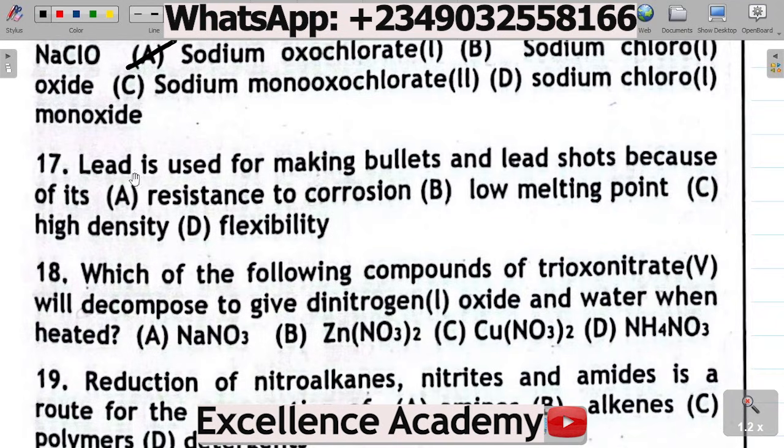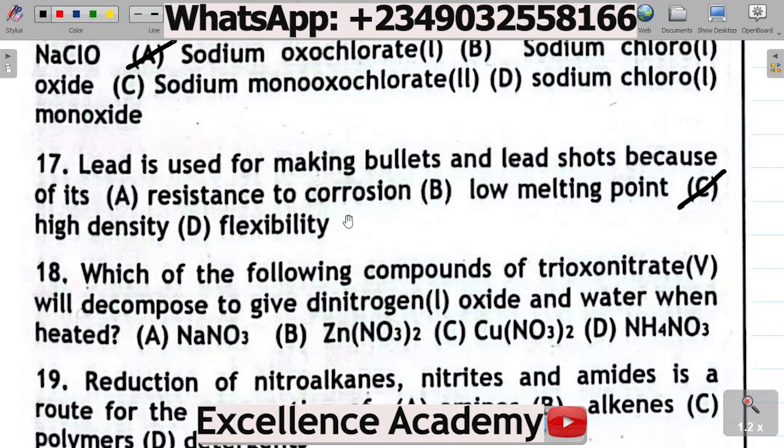Question 17 says lead is used for making bullets and lead shots because of its A, density, A, resistance to corrosion, B, low melting point, C, high density, D, flexibility. So which of these is the correct answer? For question 17, the correct answer there is option C, high density. All right, high density is the correct answer.